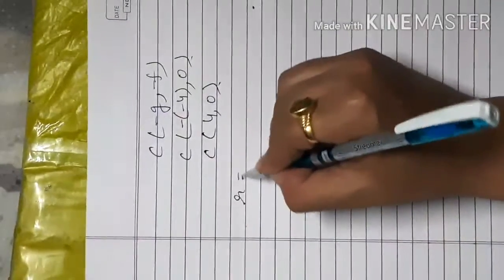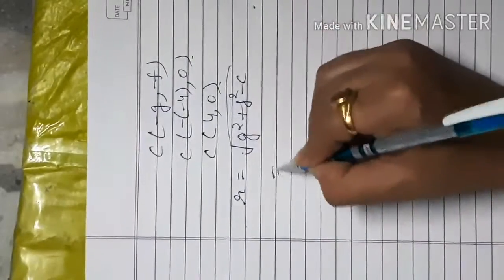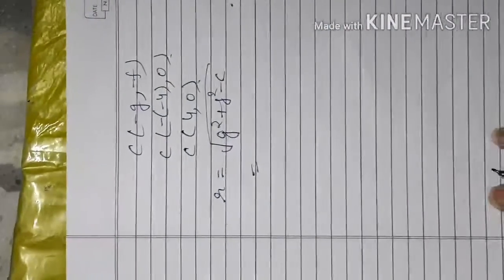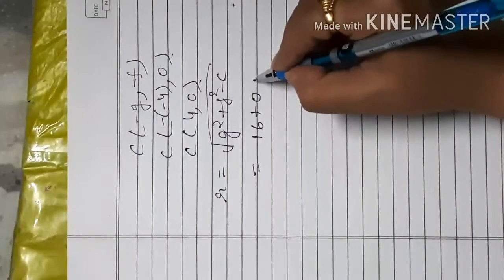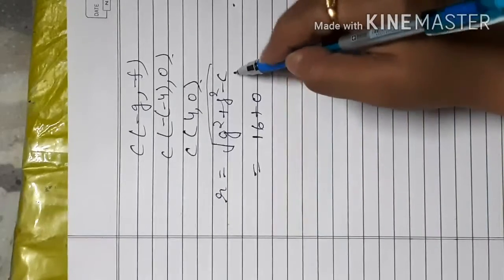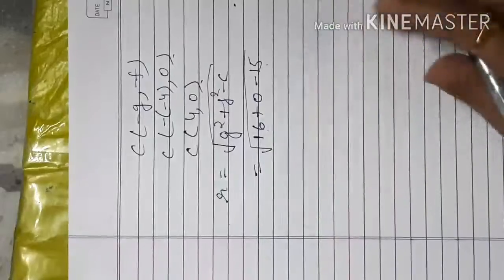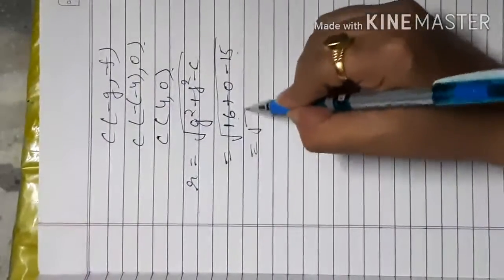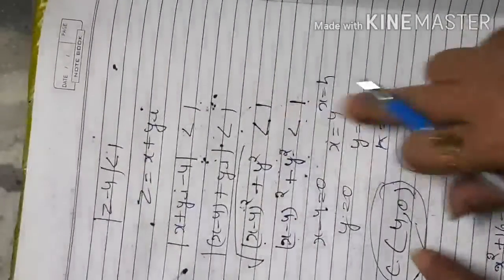Now if you go with the radius, the square root of g square plus f square minus c. So g square is (-4) square, which is 16, f is 0, and c is 15. So minus 15, and 16 minus 15 gives you √1. So that is 1. That means the radius is equal to 1. That is the same as what we already found.